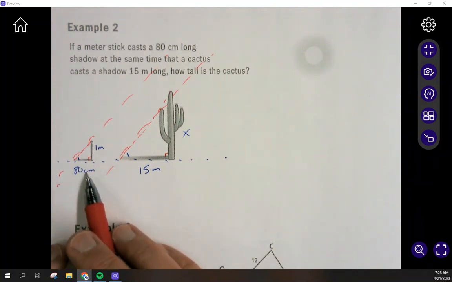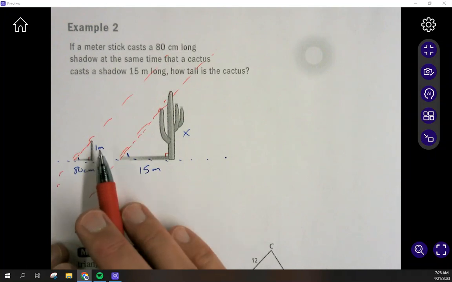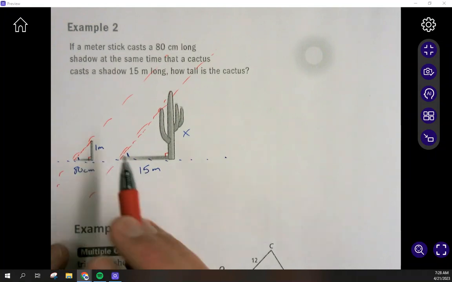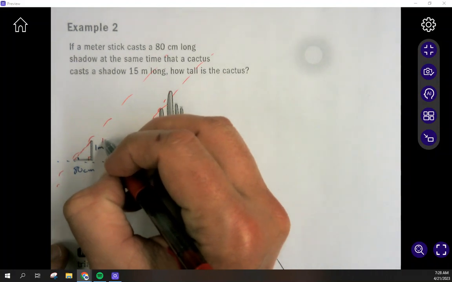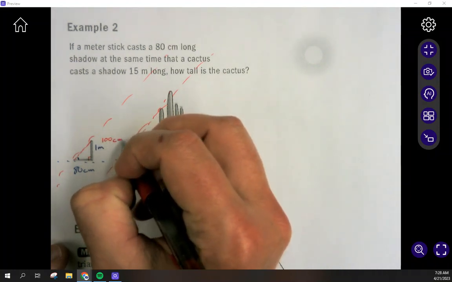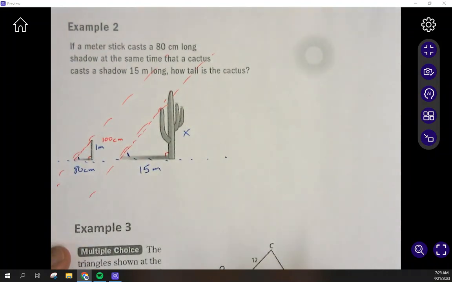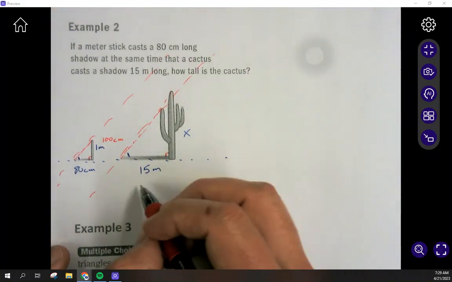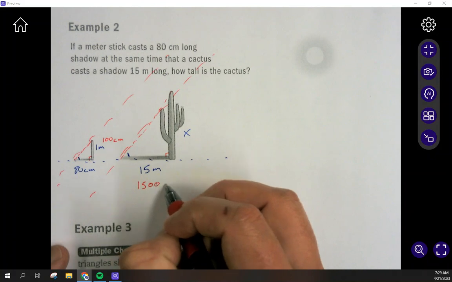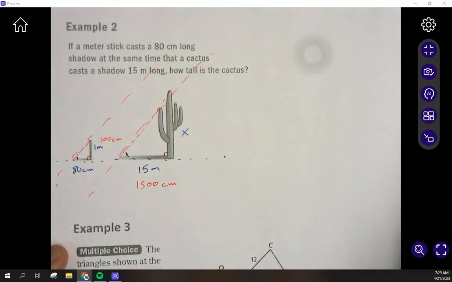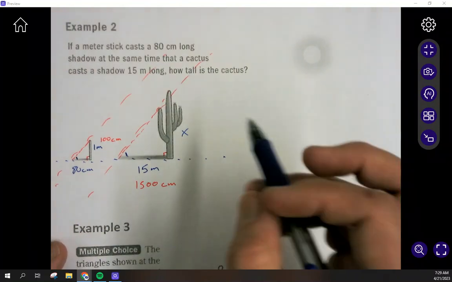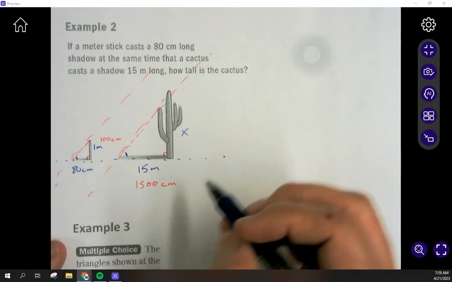So centimeters, like a century is 100 years, centi is 100. And so every meter is 100 centimeters. So I'm going to go ahead and change this one into centimeters. 1 meter is 100 centimeters. And then this one right here, 15 meters, you just times it by 100. It's 1,500 centimeters. Okay, so now everything's in centimeters. You can't do the cross multiplying unless everything is in the same units. So be careful with that. And now just match up your corresponding sides.